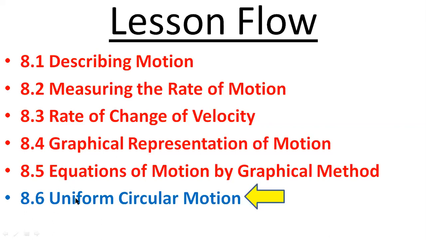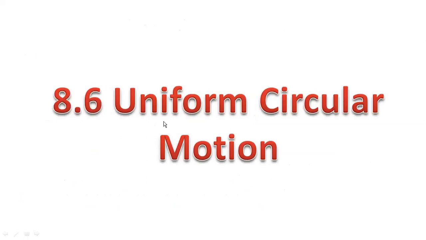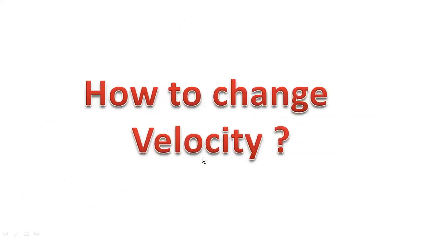What is the meaning of the word uniform here? All those things, and how to calculate speed and distance in circular motion, that formula also we are going to see. So let us start. Today's topic is 8.6 uniform circular motion, the last subtopic. There are various concepts in this subtopic, so try and relax and just understand what I'm trying to say.